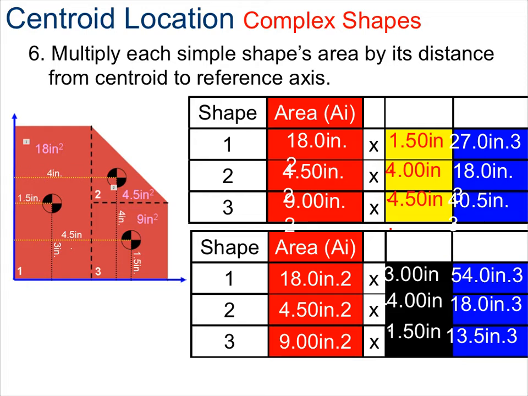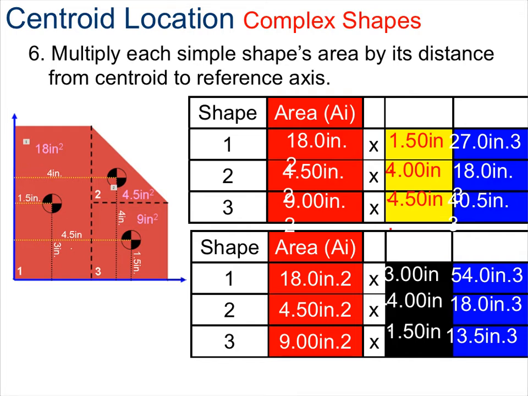Again, I'll multiply it by its distance to the y-axis, which was 4 inches. So I have 4.5 inches times 4 inches gives me 18 cubic inches. And then in shape number 3, the horizontal distance from the y-axis to the centroid was 4.5 inches. Multiply it by its area, 9 square inches, and I get 40.5 cubic inches.